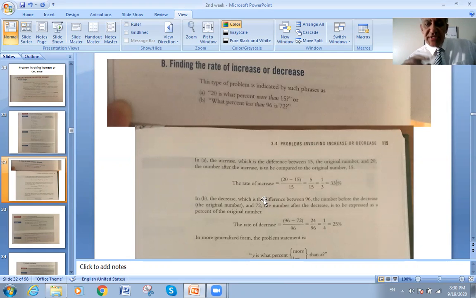As example, we will say the old, okay? We have here an example in an increase in which the original number was 15, and 20 is the number after increase. So we have the number after increase minus the original number before increase. We'll divide it by the number before increase. So finding rate of increase, I will write for you down how to get the ratio. It will work like this.